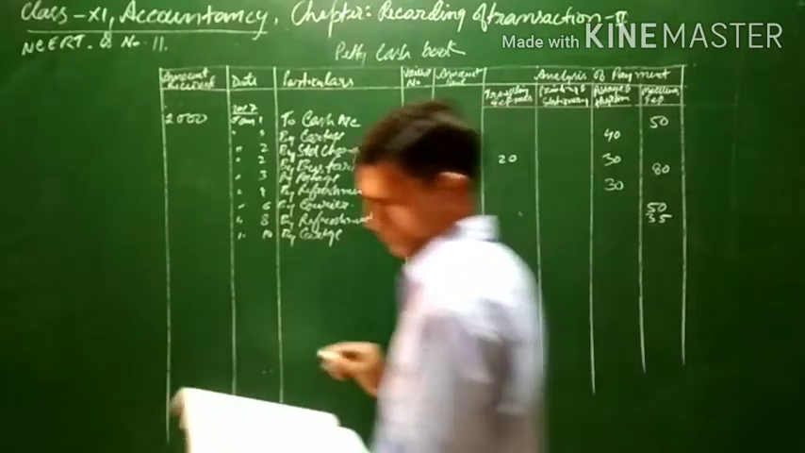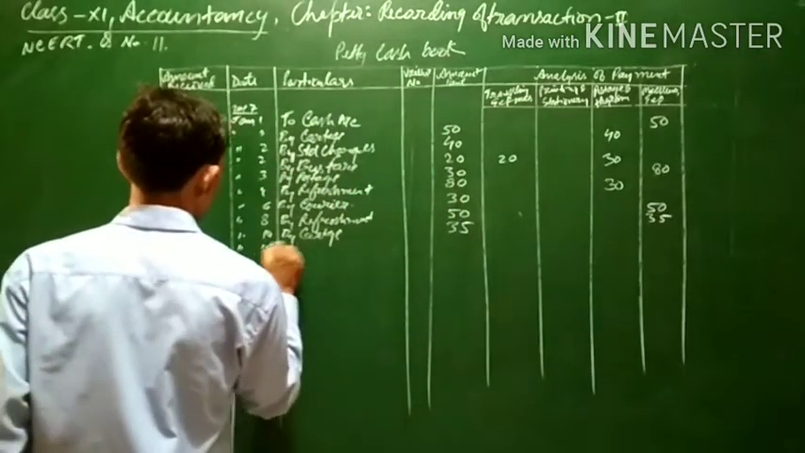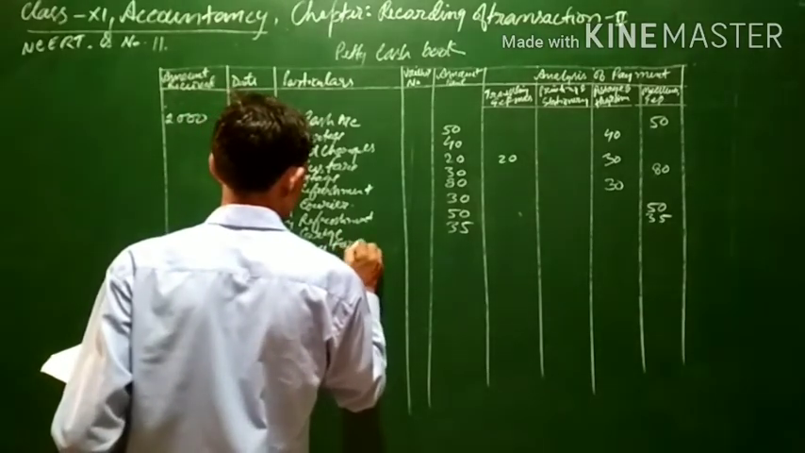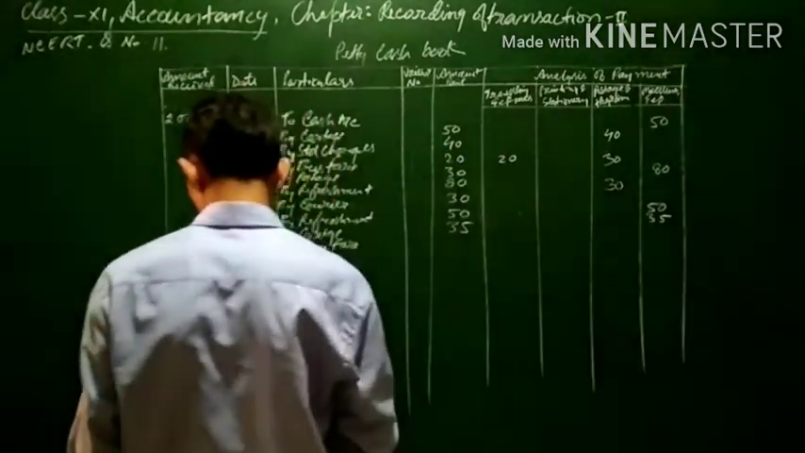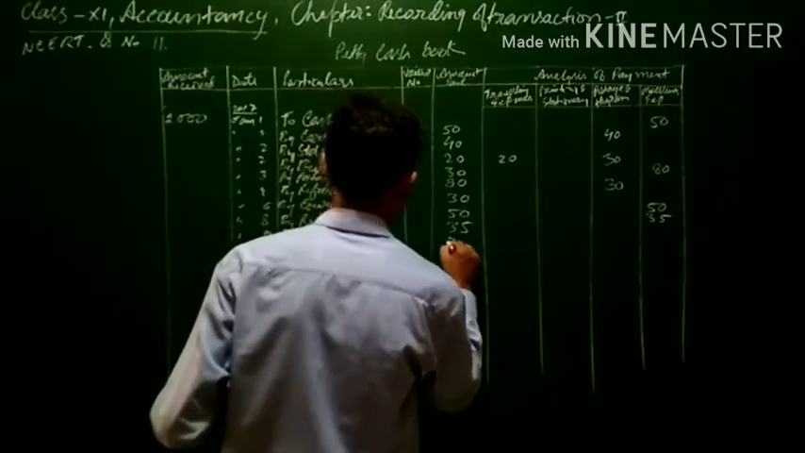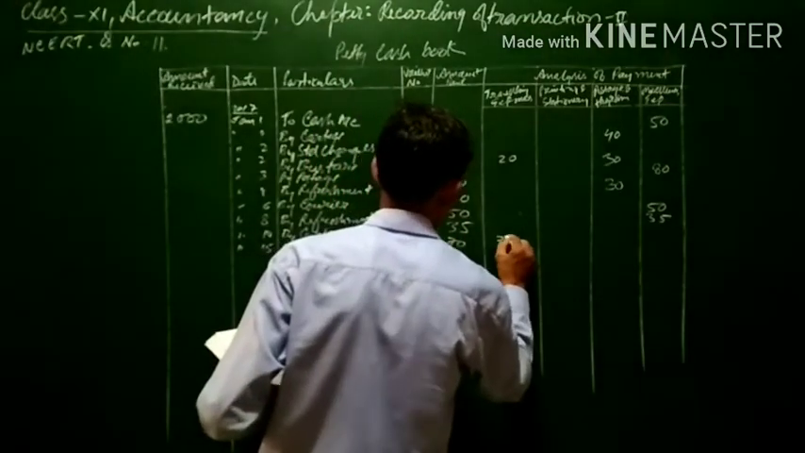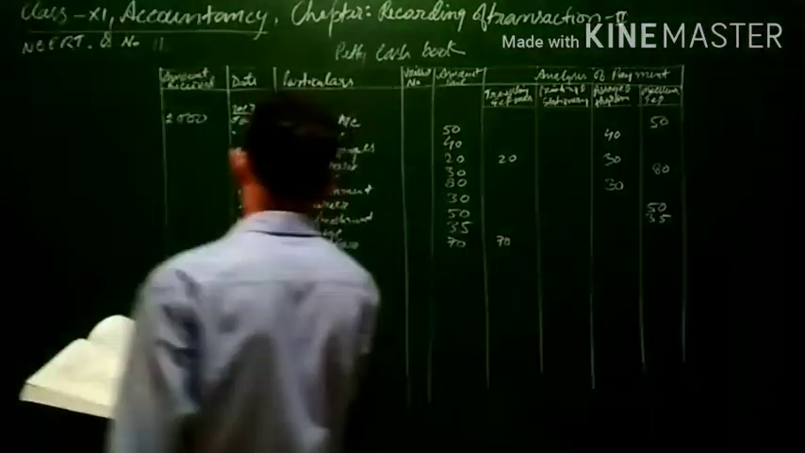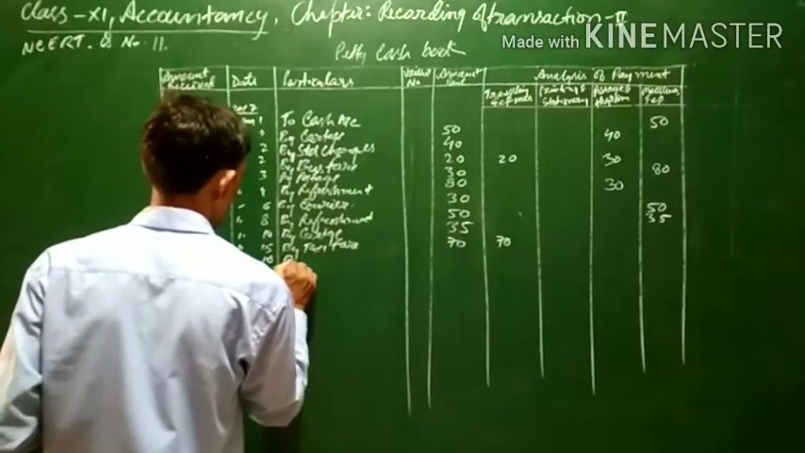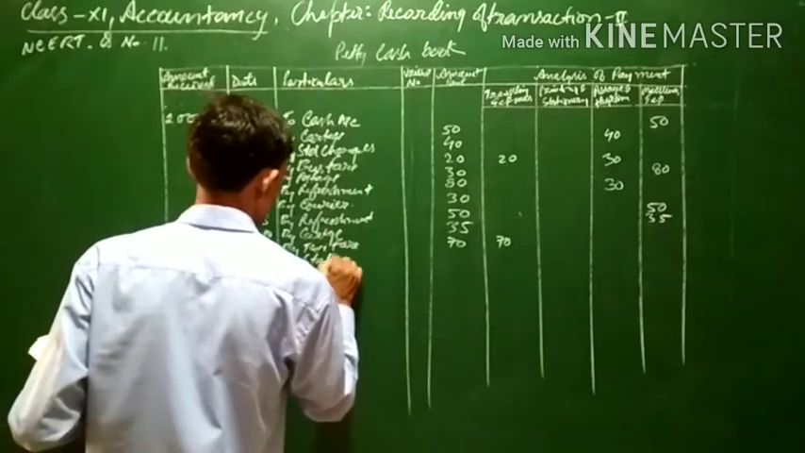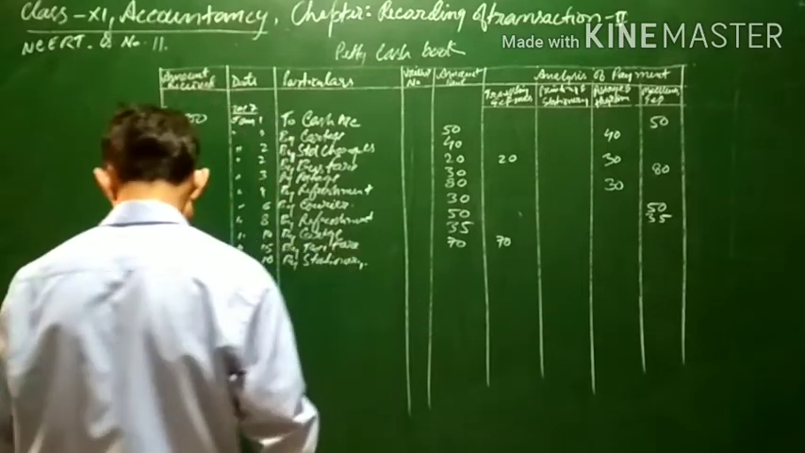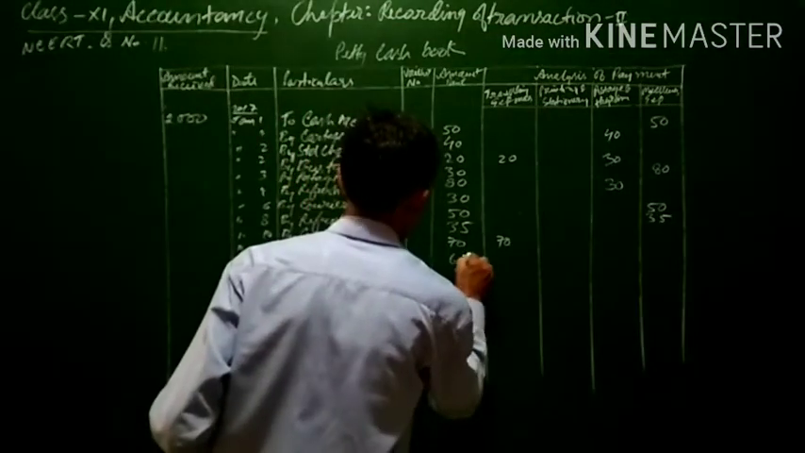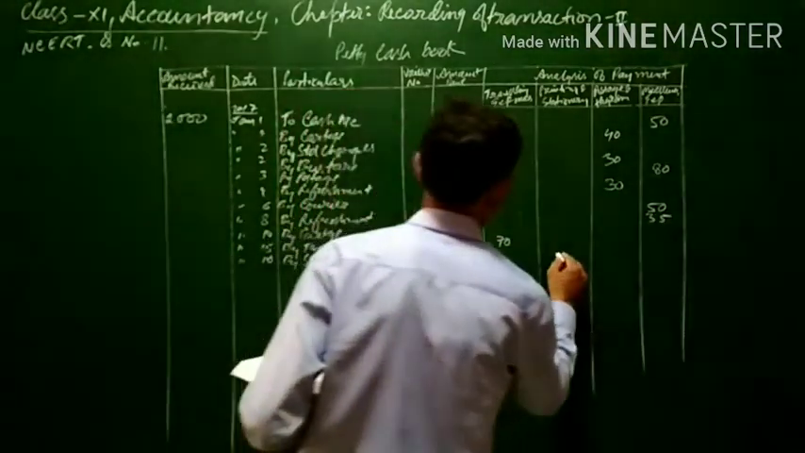Again, taxi fare on 15th. "By taxi fare." This is related with traveling expenses, so it will be written in the traveling expenses column also, 17. Again, by stationery on 18th. The total amount is 65 and it will be written in the stationery column.